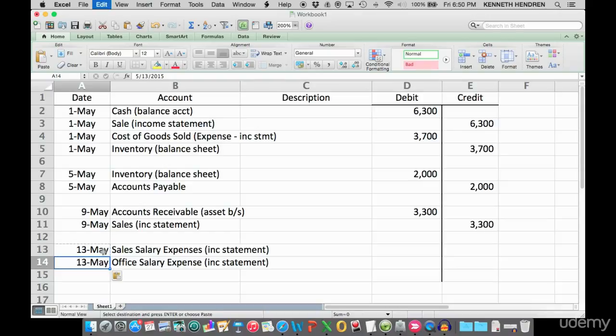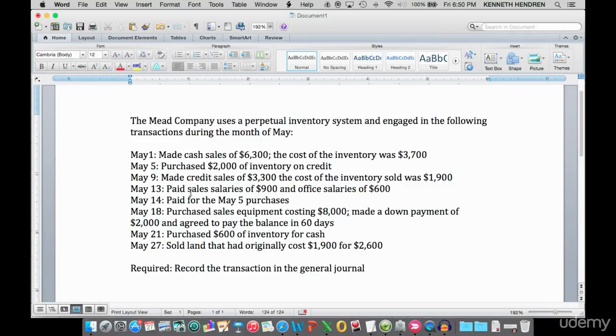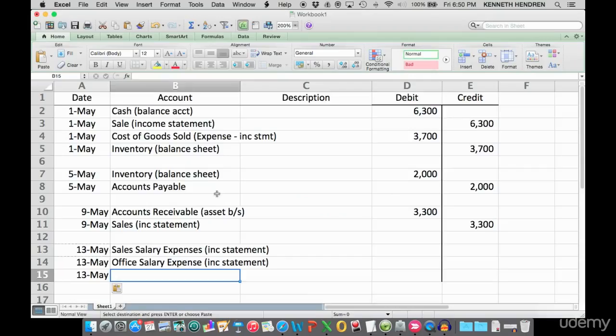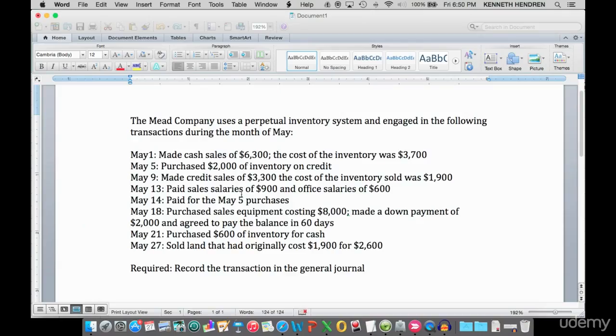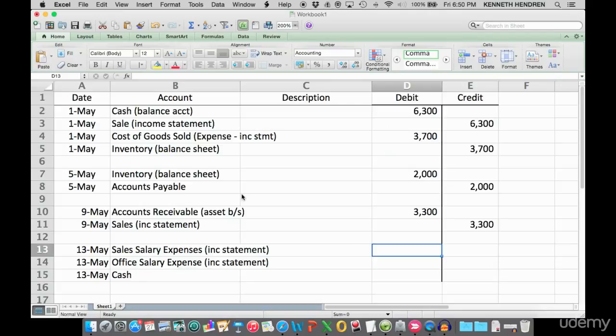And then we have, and we paid it, let's see, we actually paid it. So we paid it in cash. Alright, and so we have cash. Okay. Our sales salary expense was $900. Our office salary expense was $600.